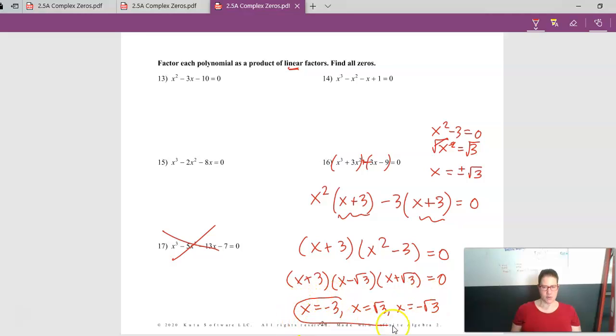So I guess we kind of did that a little bit backwards. We found the zeros first and then wrote them back as linear factors. But because it said to write it as a product of linear factors, that's why we needed to do that.